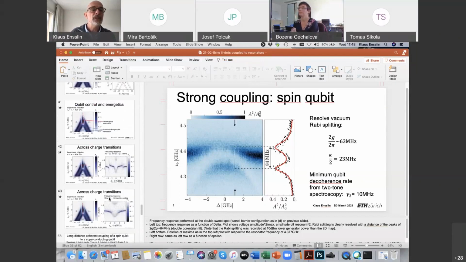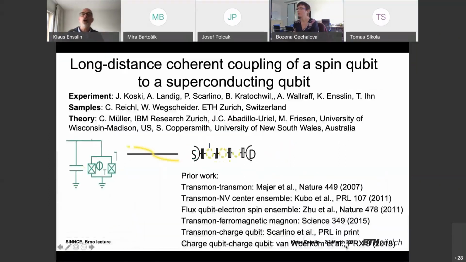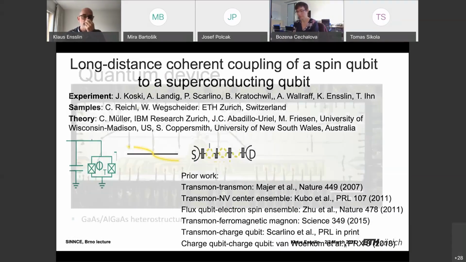Now, let me just show you one last result to show you how advanced this field is. I showed you this dream in the beginning that we would like to couple different quantum systems to the same resonator to exchange coherently quantum information. And especially in the field of superconducting qubits, there is quite a number of works that have demonstrated that. What we would like to do now is exchange information between a superconducting qubit and a semiconductor qubit using a coherent microwave photon. So this is the chip.